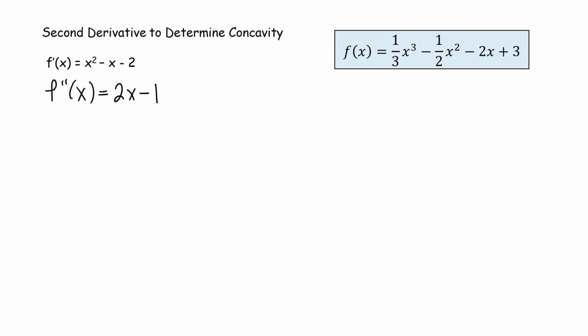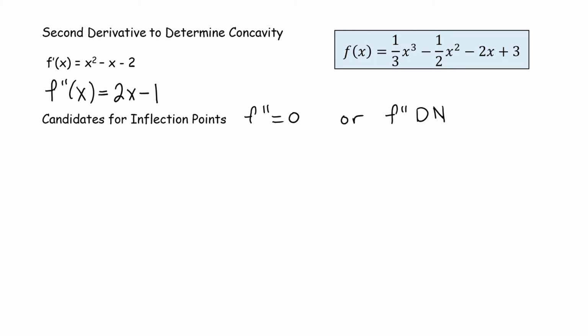We now proceed to find candidates for inflection points. Inflection points occur where the second derivative equals 0 or where the second derivative does not exist. Let's proceed by setting the second derivative equal to 0. That is, 0 is equal to 2x minus 1. Solve for x. We'll add 1 to both sides. You get 1 equals 2x, and finally solving for x, you'll get x equals 1/2.